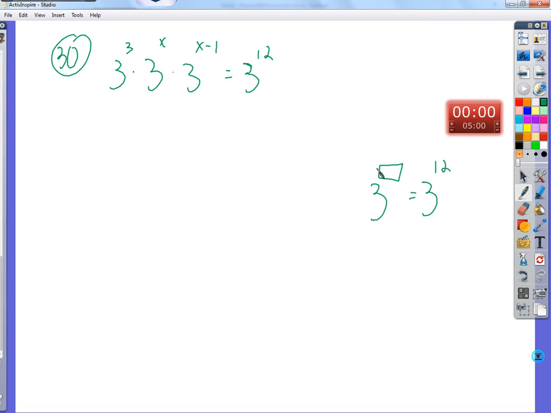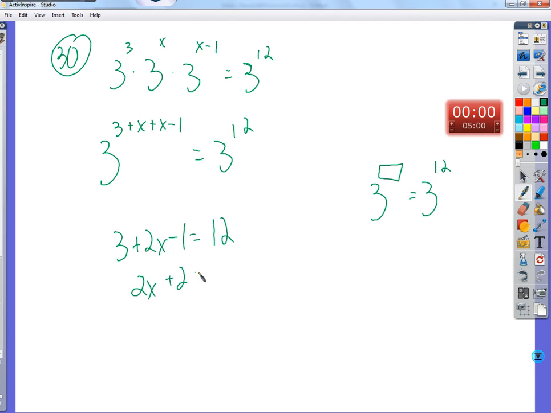Can we put all these 3's together? How would we combine their exponents? Add them all together. So 3 to the 3 plus x plus x minus 1 equals 3 to the 12. So all this stuff must be equal to 12. Let's see, 3 plus 2x minus 1 equals 12. Or 2x, we put those together, plus 2 equals 12, subtract 2, 2x equals 10, x equals 5.